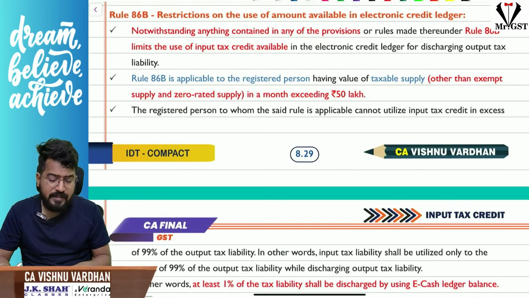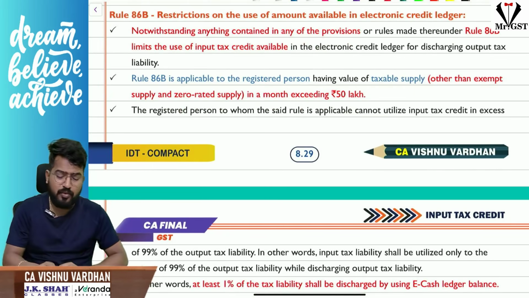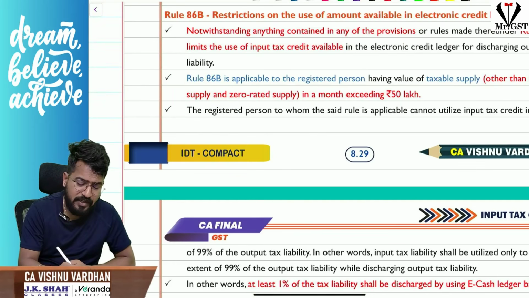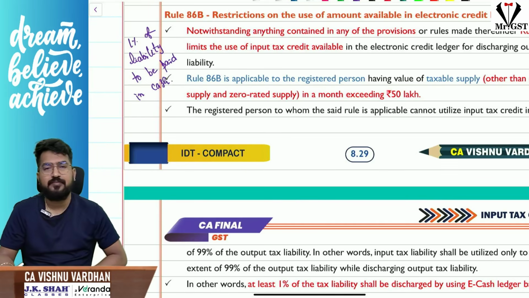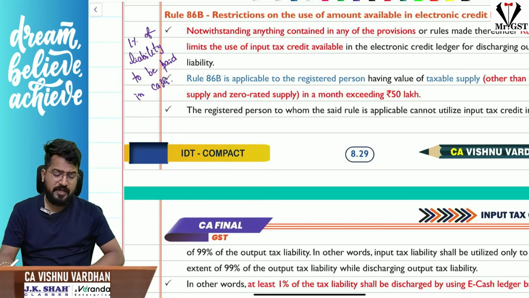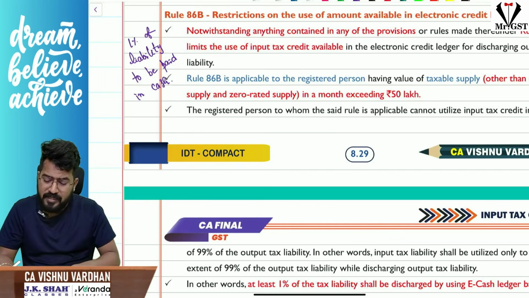Now coming to Rule 86B. In simple words, Rule 86B says at least 1% of your gross GST liability is to be paid in cash. That is what it says. Am I clear? At least 1% of the liability to be paid in cash is what Rule 86B is all about.